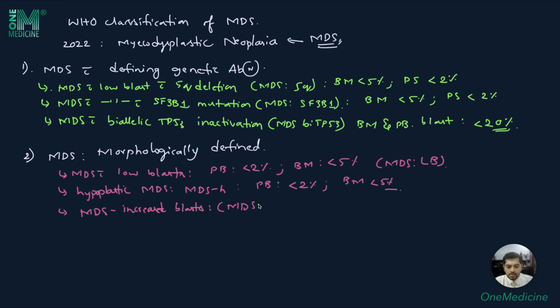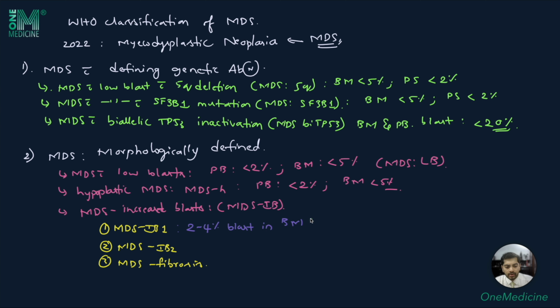The third is MDS with increased blasts, written as MDS-IB. In this there is MDS-IB1, MDS-IB2 and MDS with fibrosis. MDS-IB1 has a 2 to 4% blast in bone marrow and peripheral smear or peripheral blood. MDS-IB2 has less than 5% in bone marrow and a blast percentage of less than 2% in peripheral blood. MDS with fibrosis has 5 to 19% in bone marrow and 2 to 19% in peripheral blood.